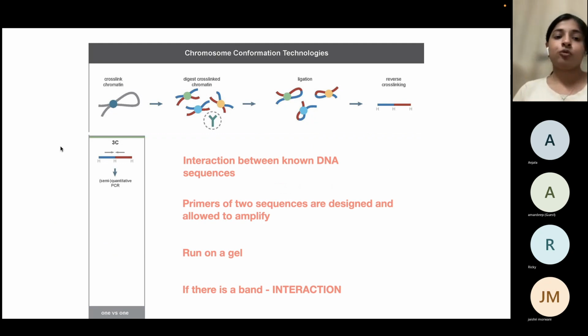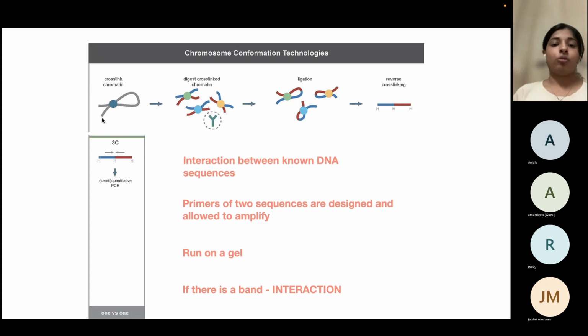So semi-quantitative PCR is where you run a PCR reaction, you let it amplify. So if there is presence of these two genes next to each other, then the primer will amplify and will produce this very thick band that will show up on an electrophoretic setup. So if there is a band, there is interaction. If there is no band, no amplification, it means that these two genes have not interacted. These two regions of DNA have not interacted with each other. So this is only possible if you know or you have a hypothesis that these two DNA regions are interacting with each other. So this is known as the 3C technique.